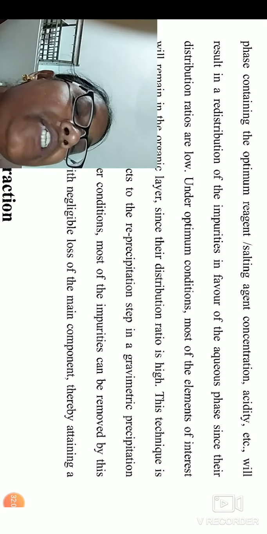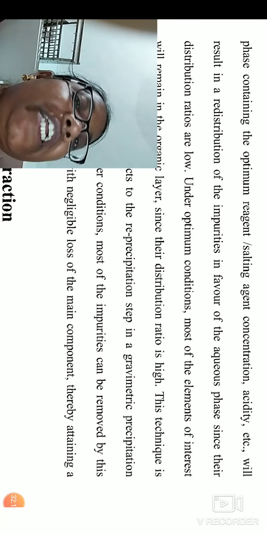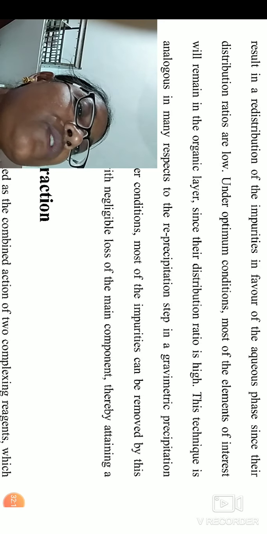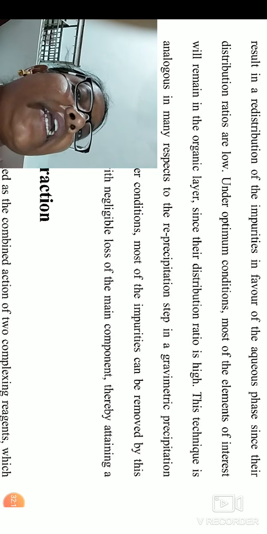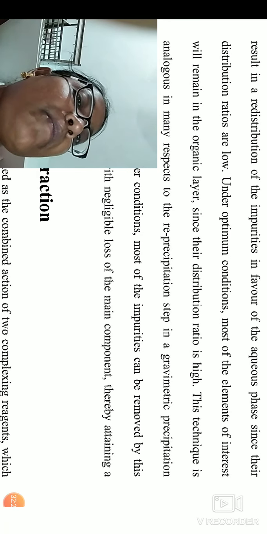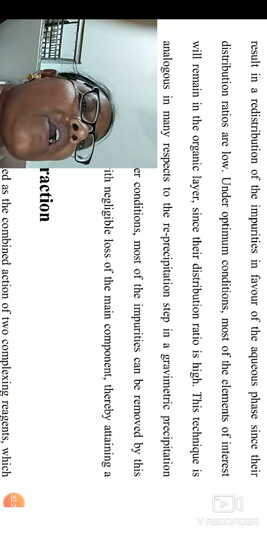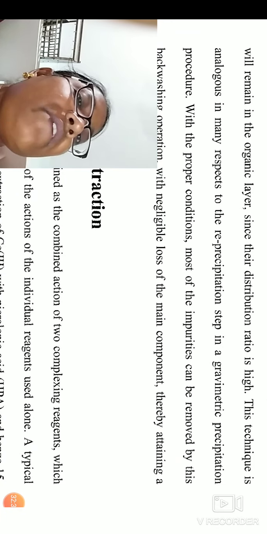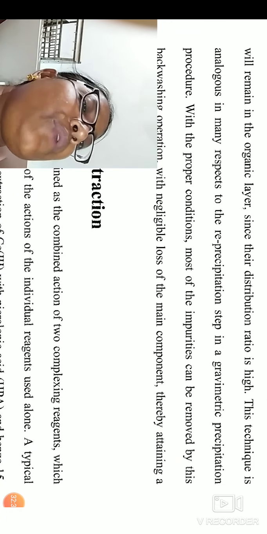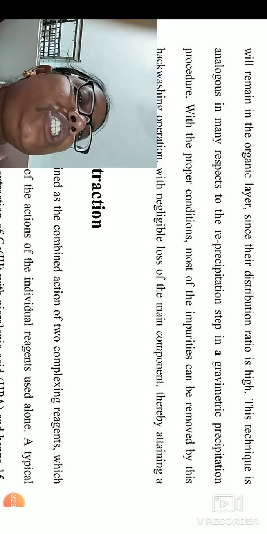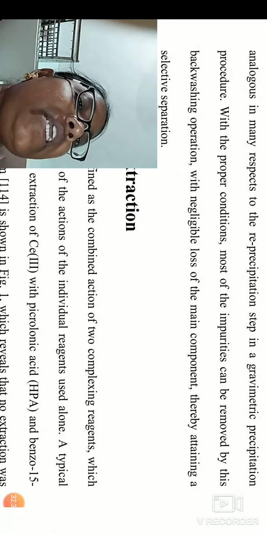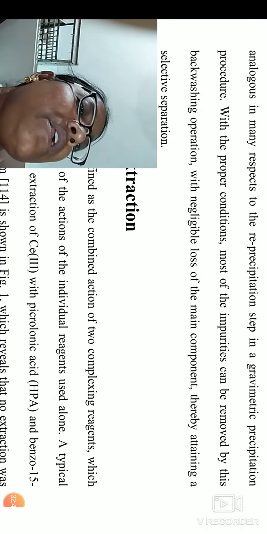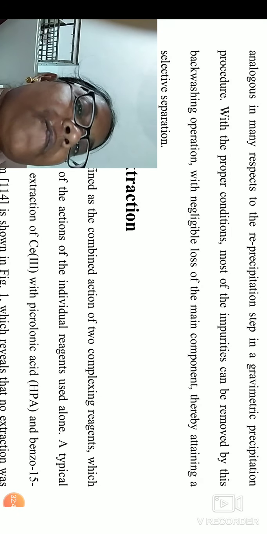Under optimum conditions, most of the elements of interest will remain in the organic layer since their distribution ratio is high. This technique is analogous in many respects to the reprecipitation step in a gravimetric precipitation procedure. With the proper conditions, most of the impurities can be removed by this backwashing operation with negligible loss of the main component, thereby attaining a selective separation.